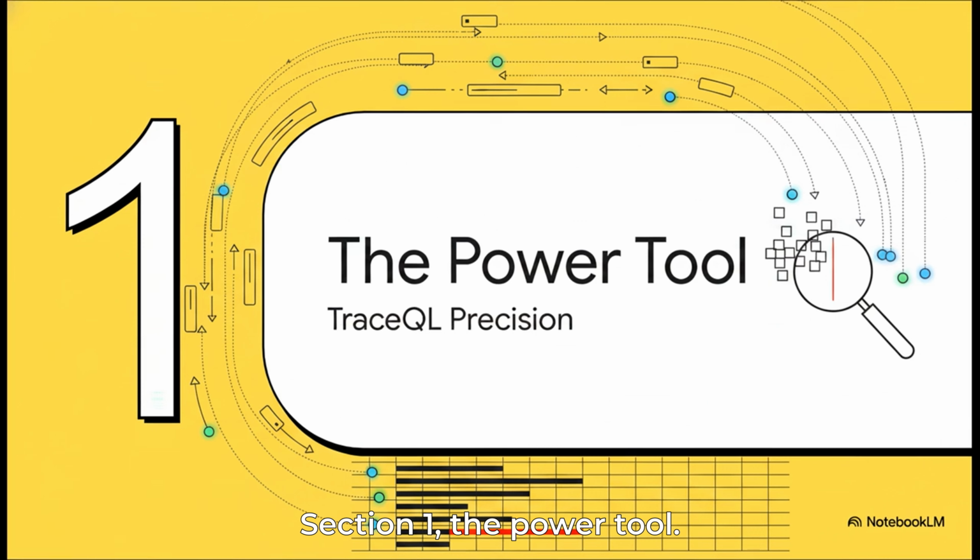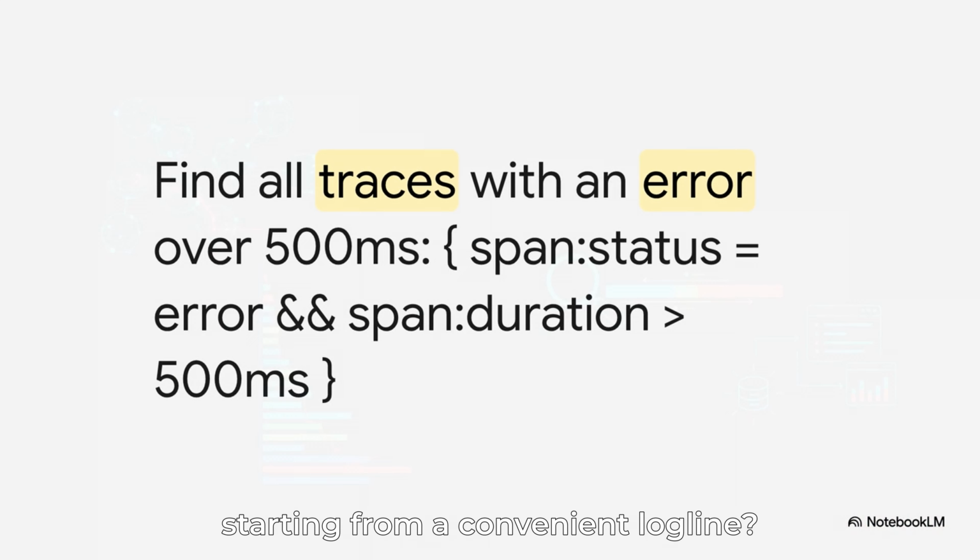Section 1. The Power Tool. Precision Troubleshooting with TraceQL. Let's get into it. So what happens when you aren't starting from a convenient log line? When you've got a massive system generating literally billions of spans, you need to filter out the noise, and fast.